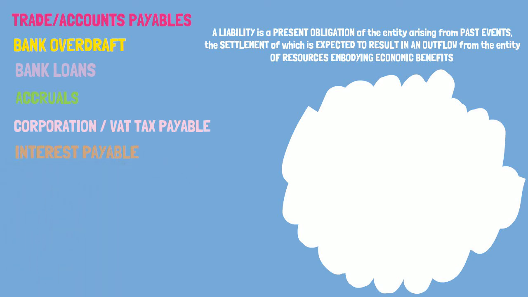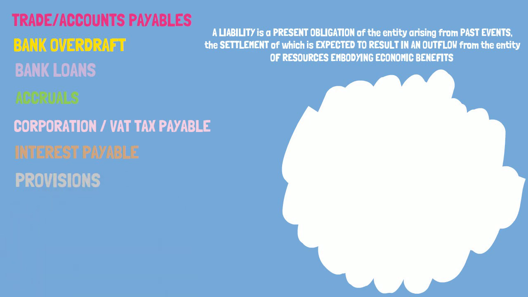Interest payable is also the same. If you have a bank loan, a bank overdraft, or even a loan with a third party or intercompany, they will charge you interest, but it's usually one month later. Therefore, this one month's worth of interest payments, which you're contractually obliged to pay, needs to be recognized on your balance sheet.